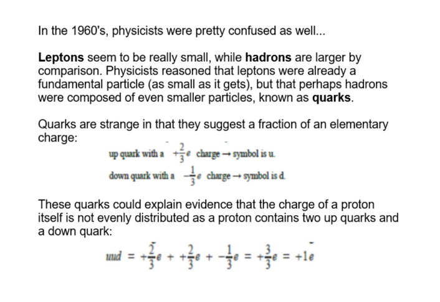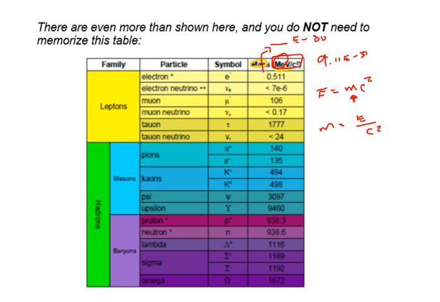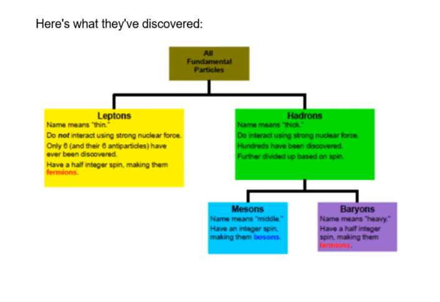So in the 1960s, physicists are still confused. They have no idea really what these things are, so they broke them up into two groups called leptons and hadrons, where the leptons seem to be smaller, and the hadrons are kind of bigger, but they're still small. Leptons, they've only discovered 6 leptons, as well as their antiparticles.